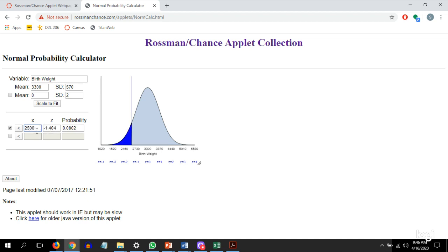If you want to know what proportion have a weight less than 2,500 grams, it shades the area for us. It tells us that corresponds to a z-score of negative 1.404 roughly, and the probability is 0.0802. It's a more exact answer, a better answer than what we got from table 2, but you do need the technology to do it for you. So again, we get this confirmation that about 8% of all babies born have low birth weight. Great. I'll continue this discussion of activity 12-2 in the next video.